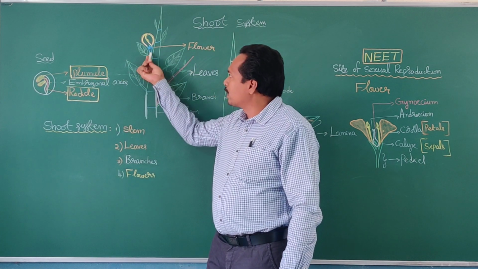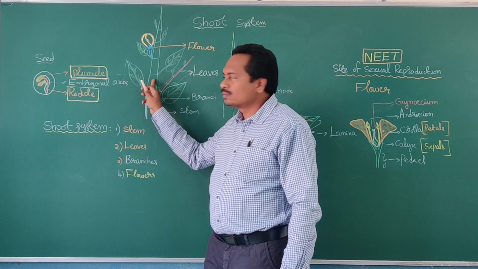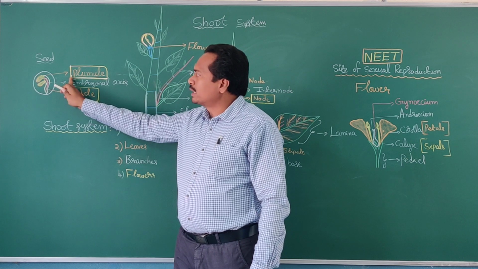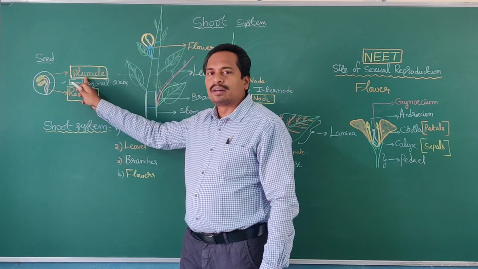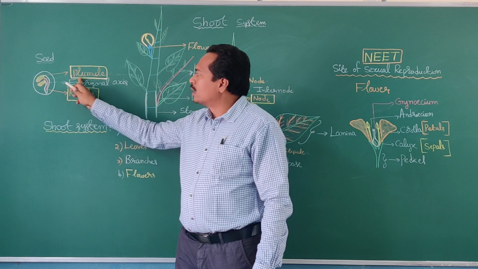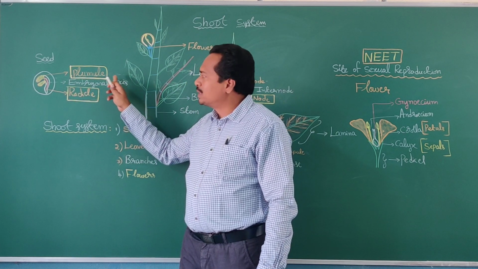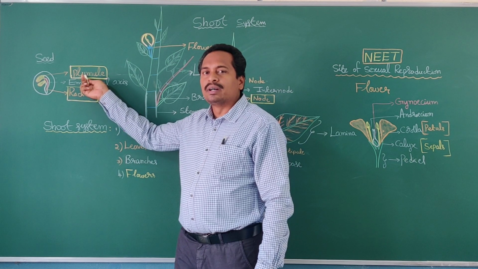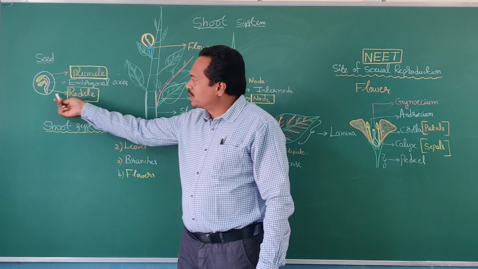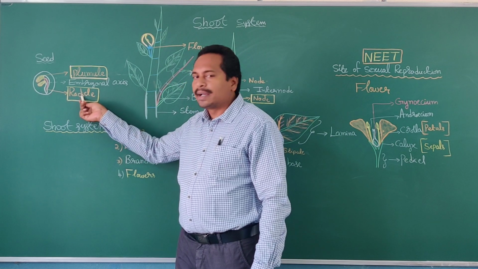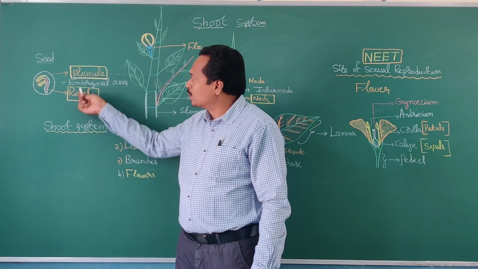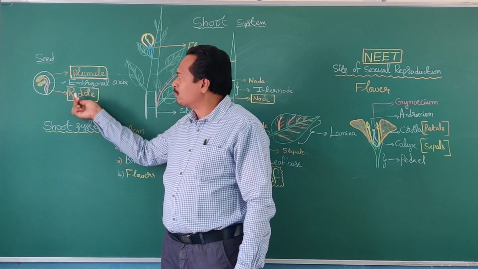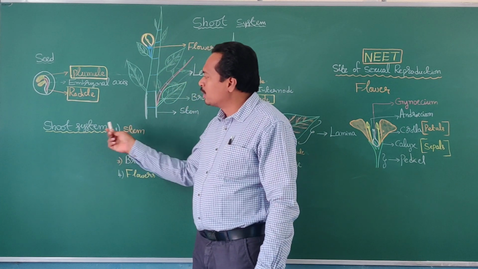This is a diagrammatic representation of a shoot system. It's important, need oriented. From this concept, they may ask: the shoot system is developed from which part of the embryo? The shoot system is developed from the plumule part of the embryo. The root system is developed from the radicle part of the embryo. Both these words are very important regarding the NEET examination. It must be remembered.